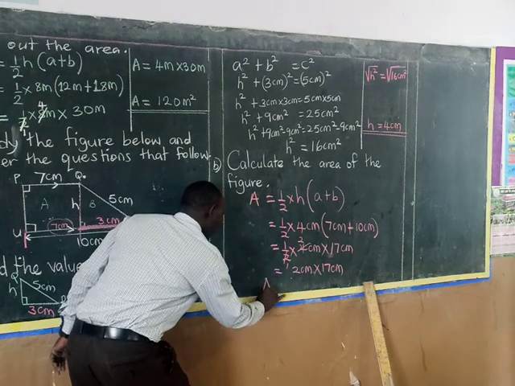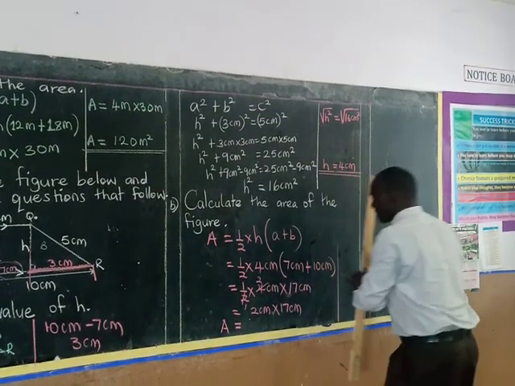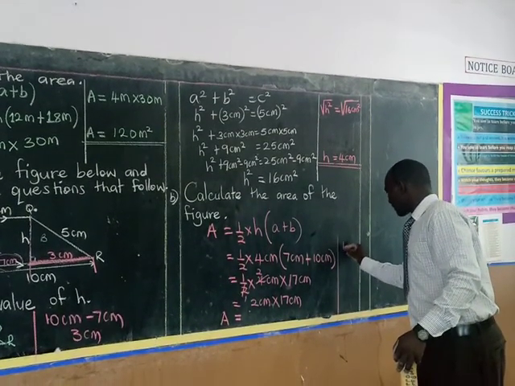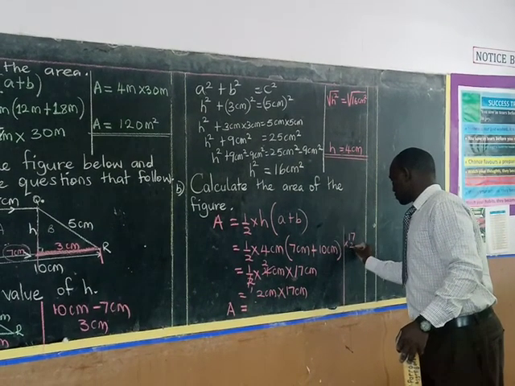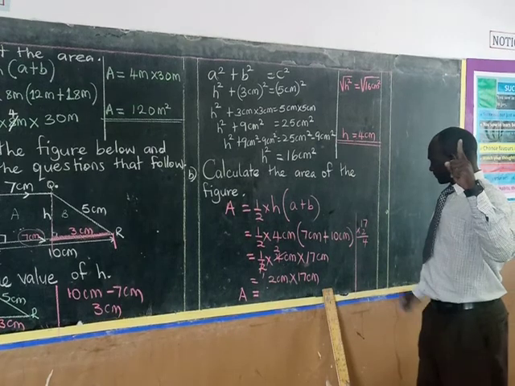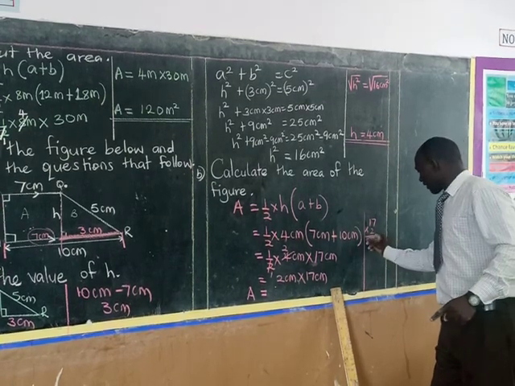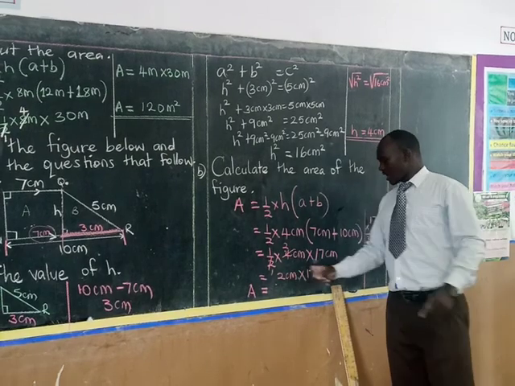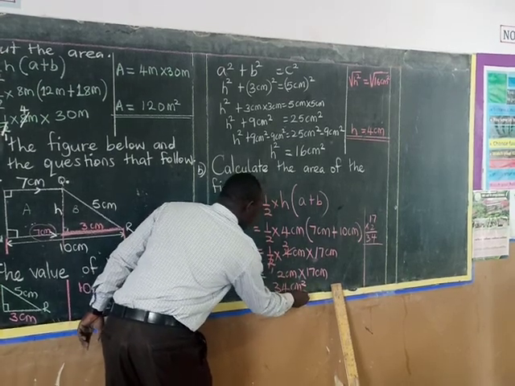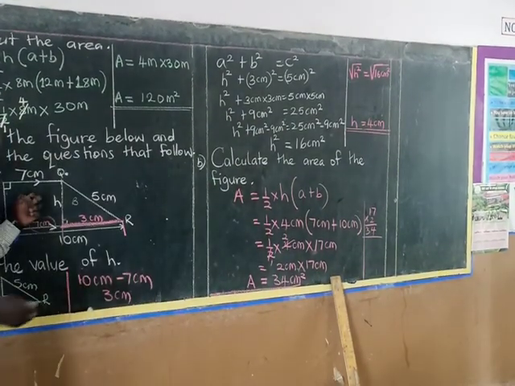Now my area will come as a result of getting the product of 2 and 17. So I have 17 times 2. 2 times 7 is 14, write 4 and regroup 1. 2 times 1 is 2, plus 1 to make 3. That means the product of 2 and 17 is 34 square centimeters. That's your answer.